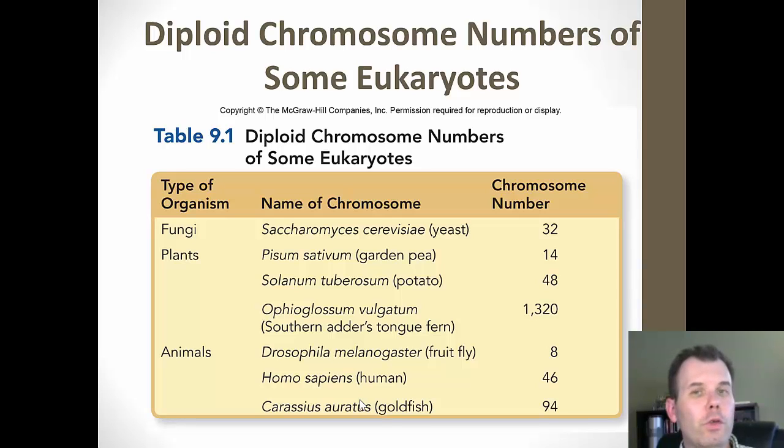So if you look at these things, you can't use the criteria of intelligence or size or any of these other things to predict chromosome numbers, because that really isn't the key. The key is that each species has its own set of chromosome numbers.